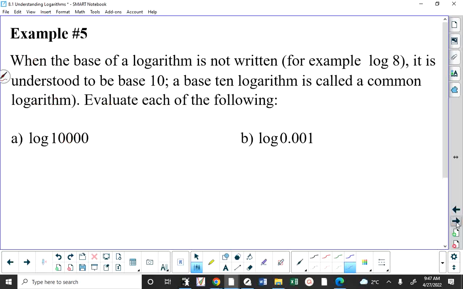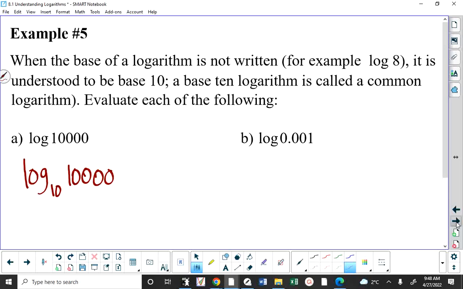Number 5. If I don't write the base and I write log, it's called a common logarithm and it means base 10. So if I ask you to evaluate log of 10,000, this is log base 10 of 10,000. I would like everybody to ponder this fairly basic puzzle. To what exponent do you raise 10 to get 10,000?